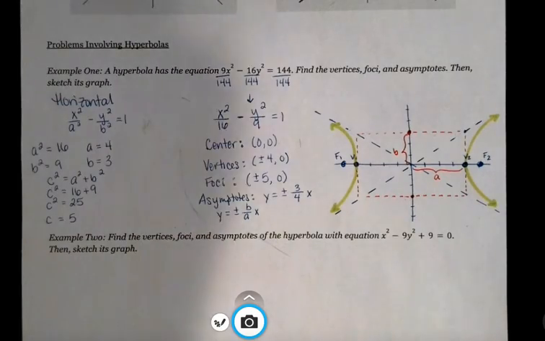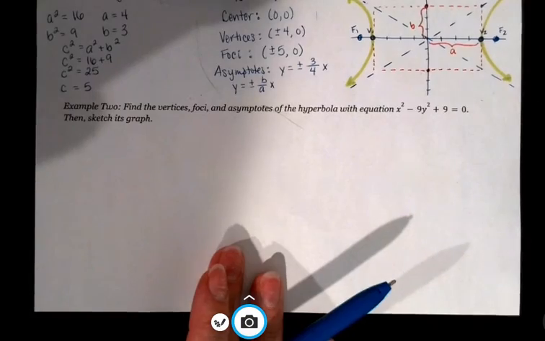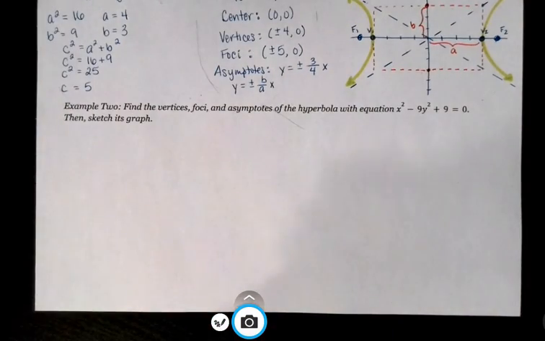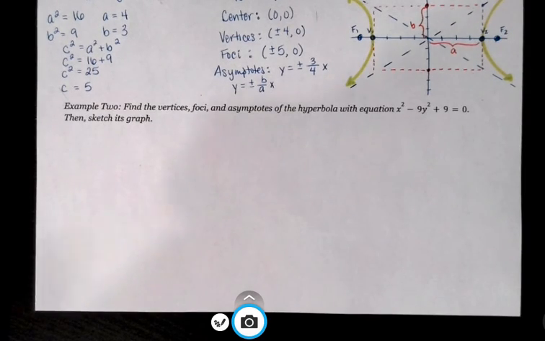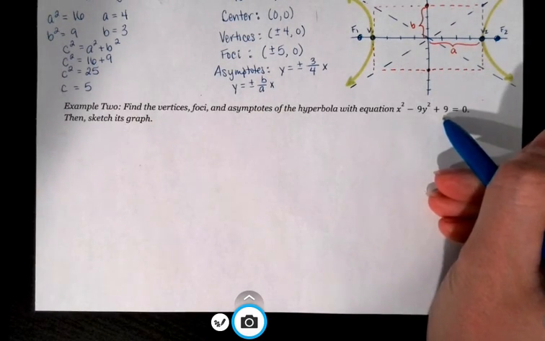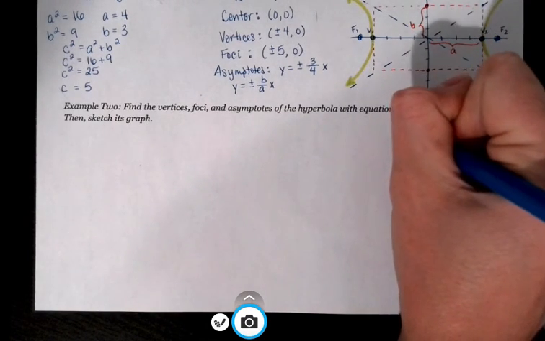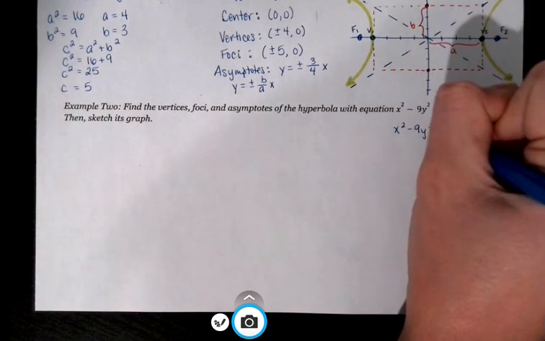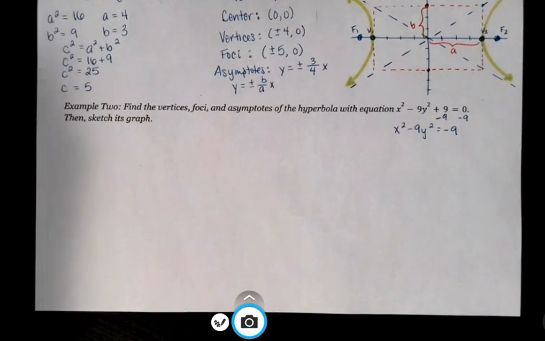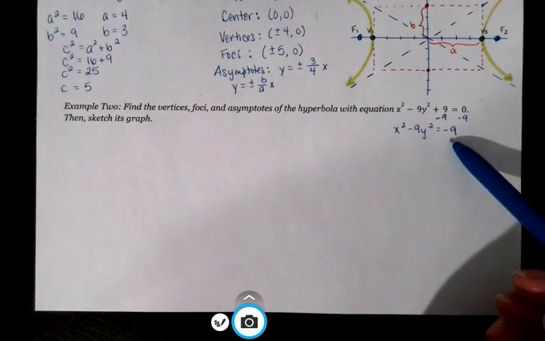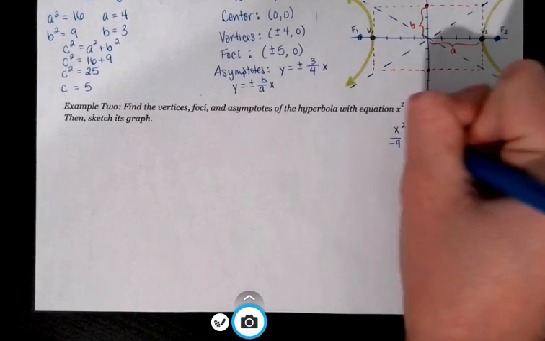So we're going to do another one. I'm going to go through this one faster, so feel free to pause the video along the way. But we're going to try this one. So looking at my equation, it is not equal to 1 right now. And actually, I have to move this 9. So I'm going to move 9. And then I have x squared minus 9y squared equals negative 9. I want it to be equal to a positive 1. So I'm going to divide everything by negative 9.